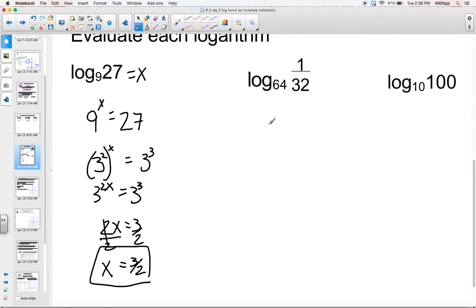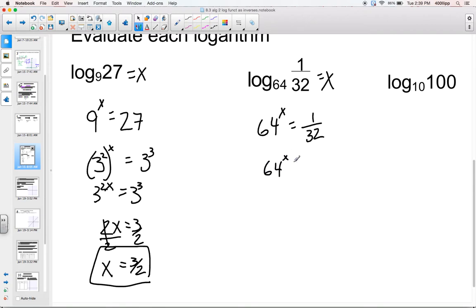Okay, a couple more here. So setting this again equal to x, changing it to exponential form, we have 64 to the x is equal to 1 over 32. Okay, so this one is a little bit different because we have a whole number and then we have a fraction. So the first thing is to either make both of them whole numbers or both of them fractions. So what I'm going to do is make both of them whole numbers.